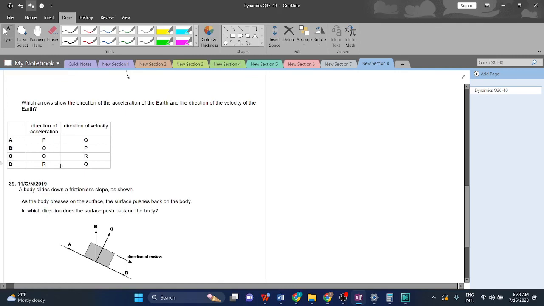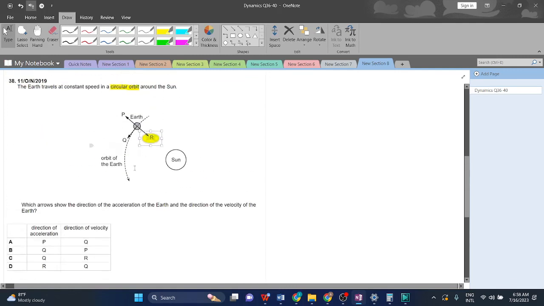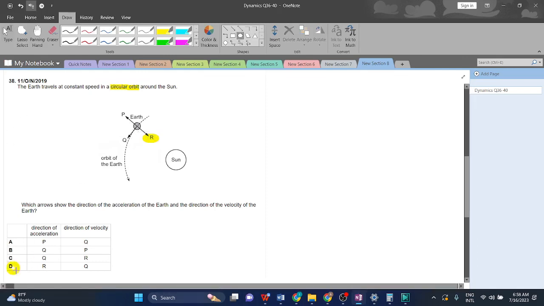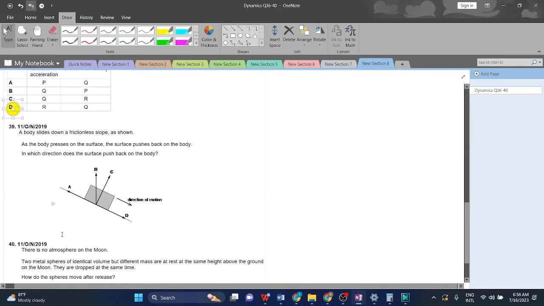अभी से पता चल गया D is the right answer, but आगे भी देख सकते हैं velocity, the direction of the velocity is here because Earth उस डायरेक्शन में मूव कर रहा है, right? So the direction of the velocity is Q. The answer is D.